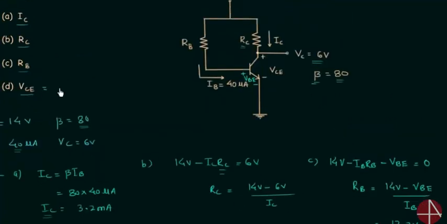The next thing is the output voltage VCE. VCE is equal to VC minus VE. VC is the potential at point C and VE is the potential at point E. Potential at point C is equal to 6 volts. So we have 6 volts minus potential at point E, which is equal to 0 volts because it is connected to the ground. When you solve this, you will have 6 volts as the value of output voltage VCE. So this is all for this numerical problem.